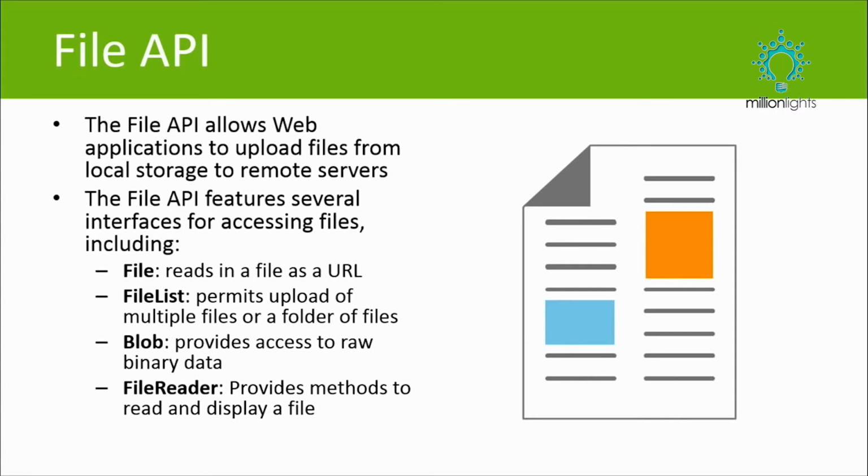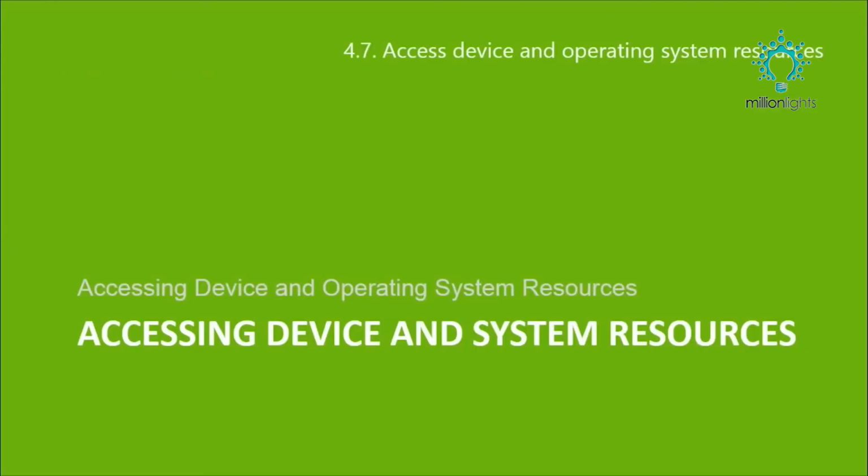File just is for uploading one file, or it reads in one file as a URL. FileList is going to allow you to upload a list of files or multiple files. Blob provides access to raw binary data. And of course, FileReader provides a way for users to go ahead and read and display a file on screen. So, all right.